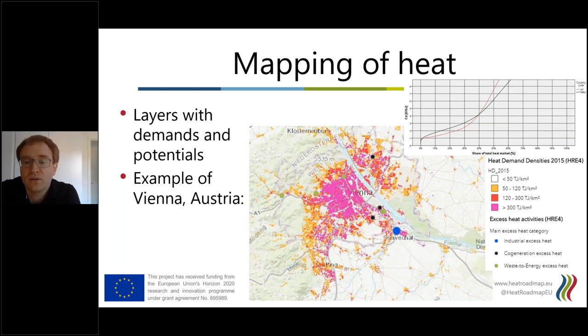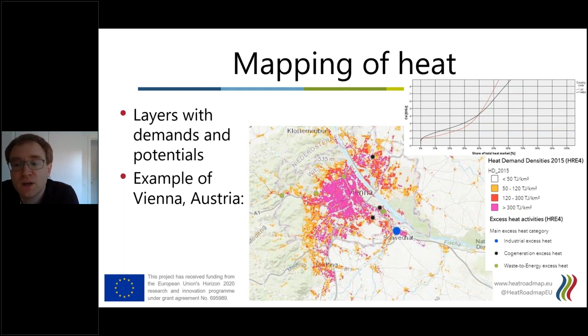The mapping was done for the entire EU, based on data that's available for all European countries. So the data is on a European scale, and maybe there could be better local data for specific areas where they might have more details. But this is a European project, focusing on so many countries, so the focus is also on getting data that's available everywhere. But here is just the case of Vienna.